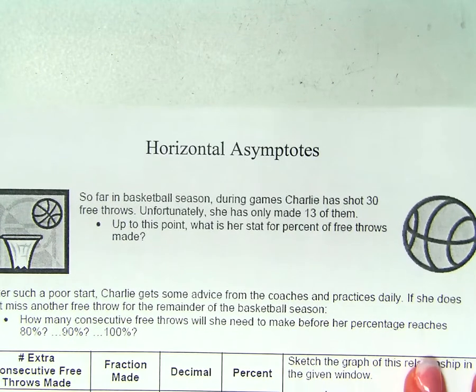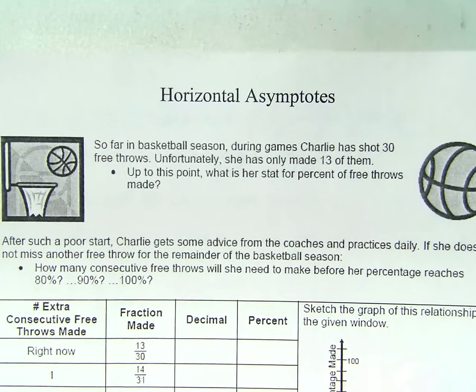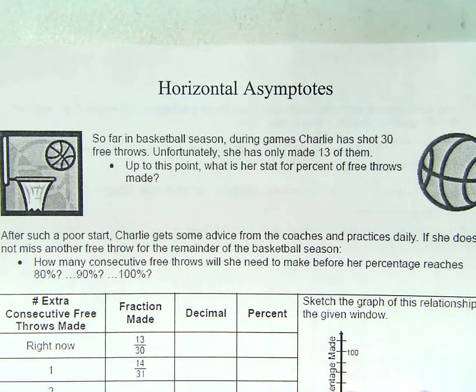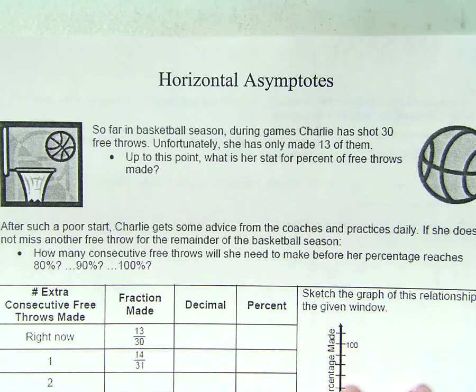If we have vertical asymptotes, what else do we have? Horizontal asymptotes. So let's look at this worksheet. So far in basketball season, during games, Charlie has shot 30 free throws. Unfortunately, she's made only 13 of them.